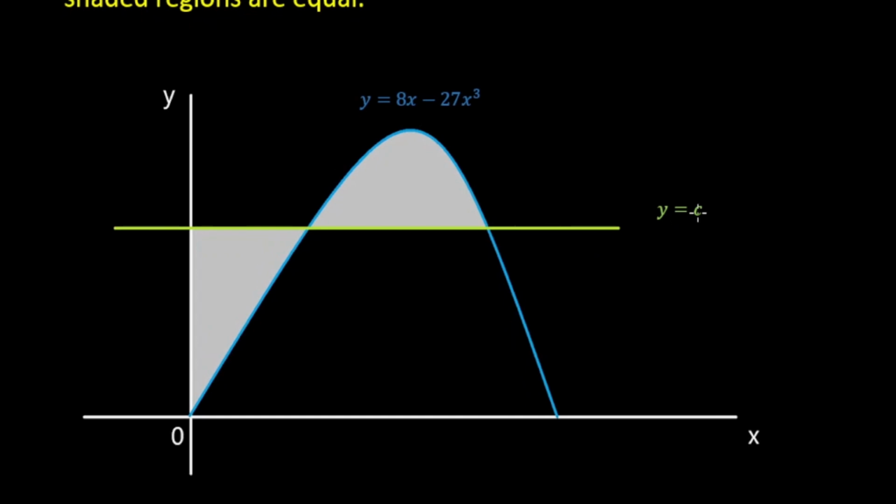If the value c is equal to 32 over 27, the shaded area here and the shaded area here will be equal to each other.